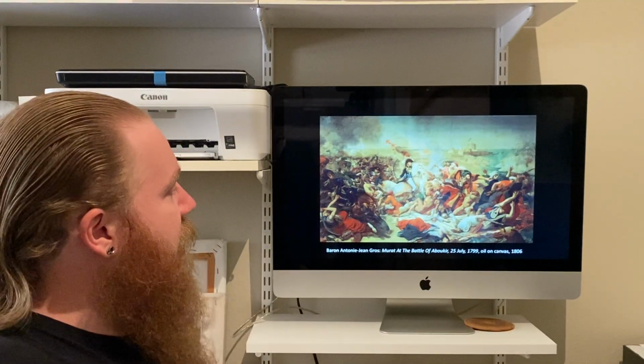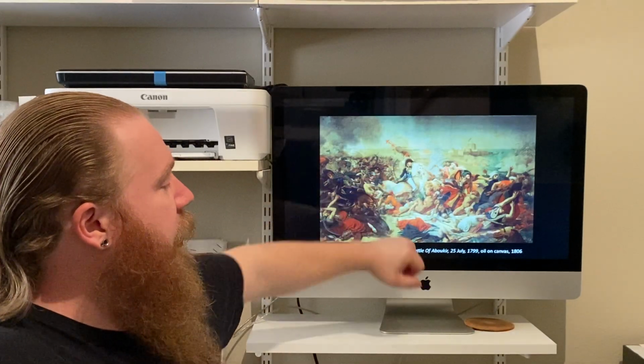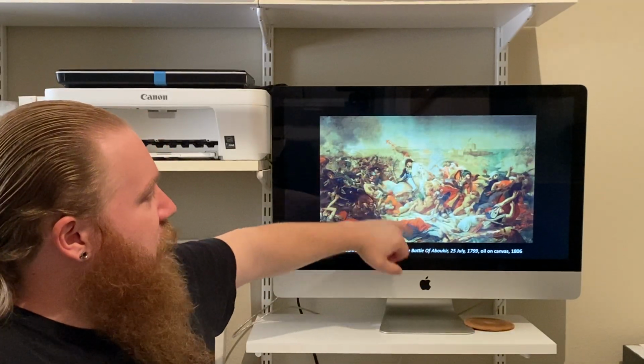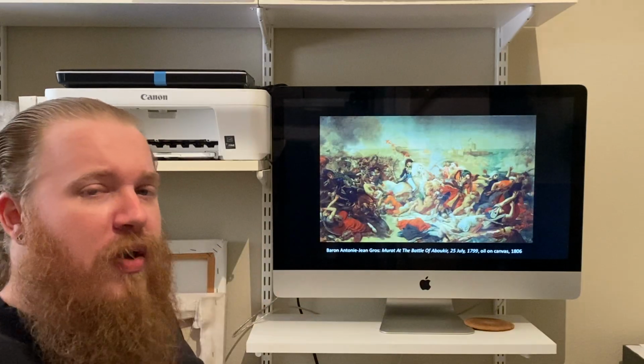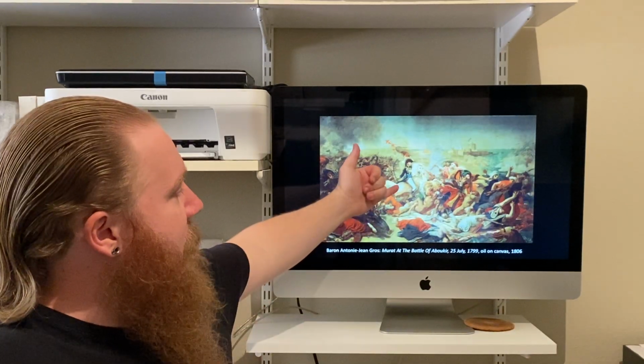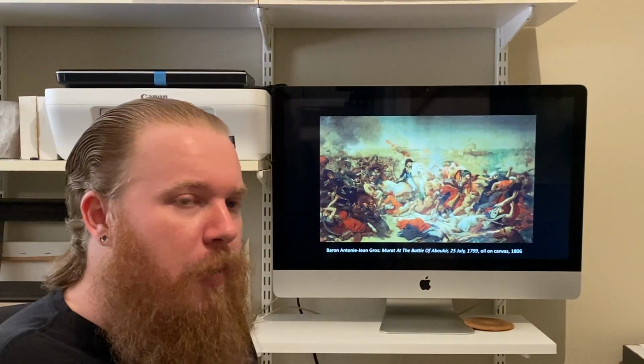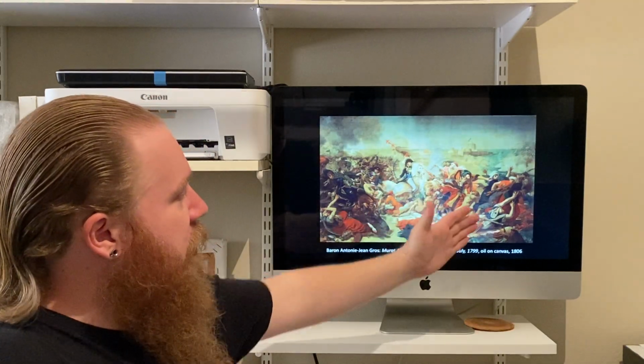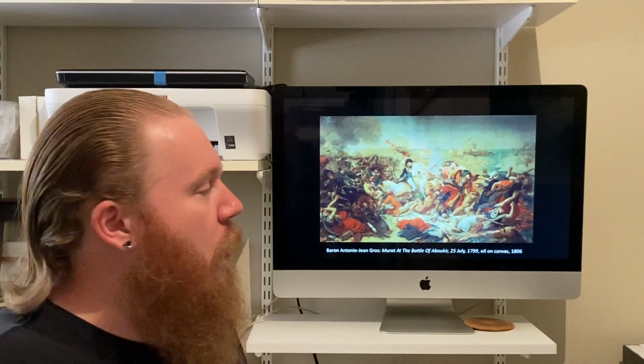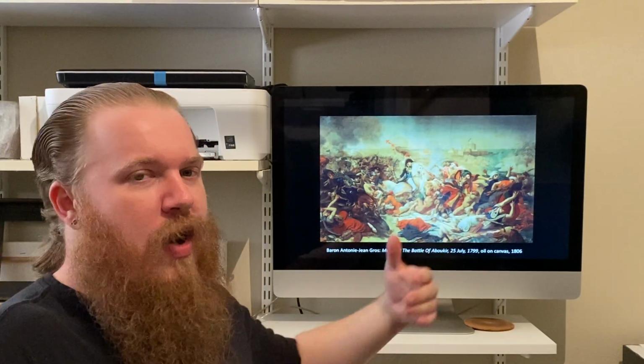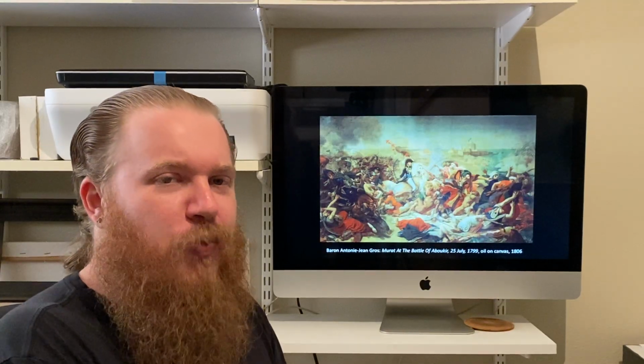So in the scene, we see General Murat here. General Murat was actually also Napoleon's brother-in-law and was also made the king of Naples by Napoleon. And so this painting originally hung in his throne room. So anyone who went to the court of Murat would have been greeted by it.